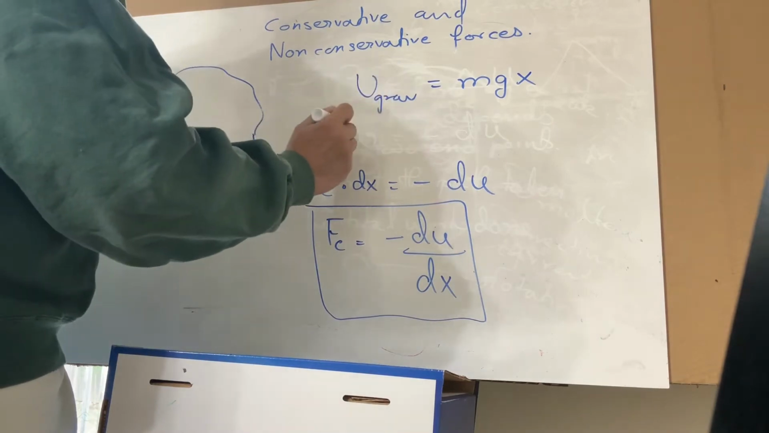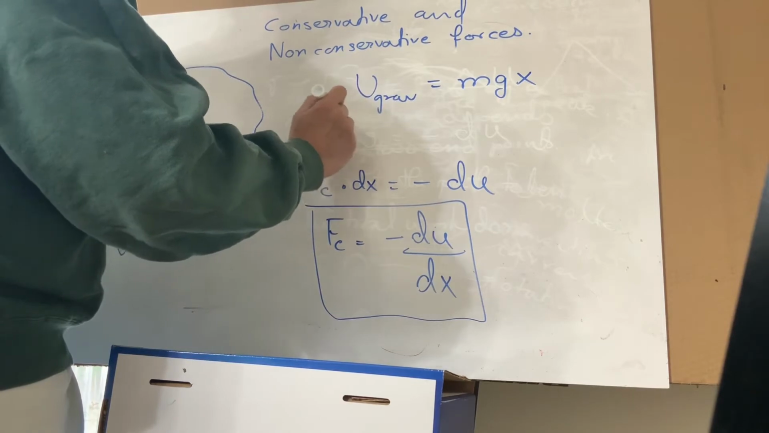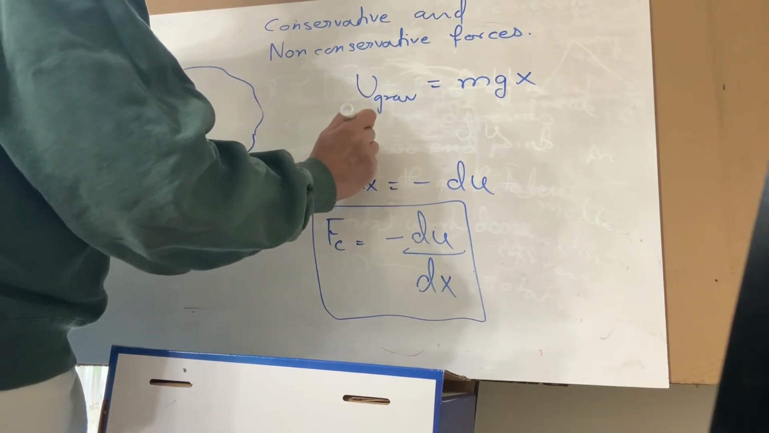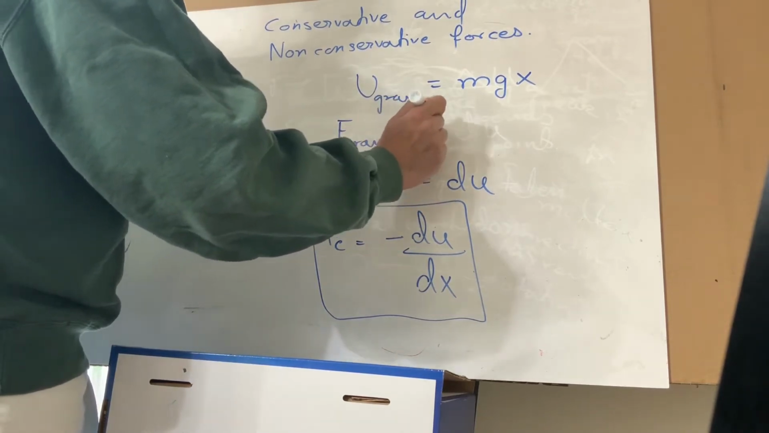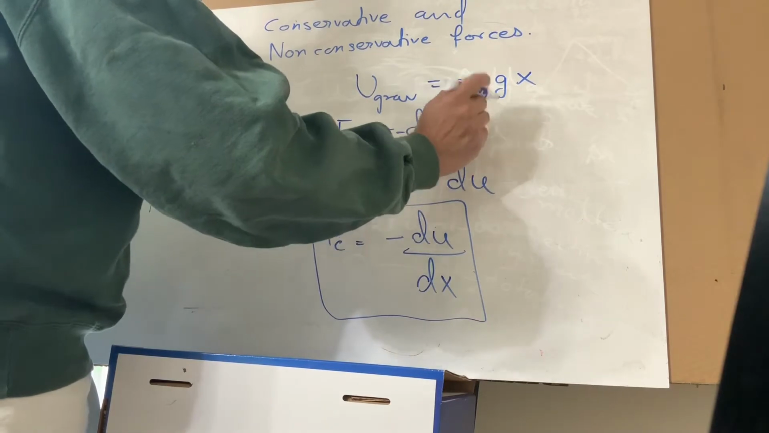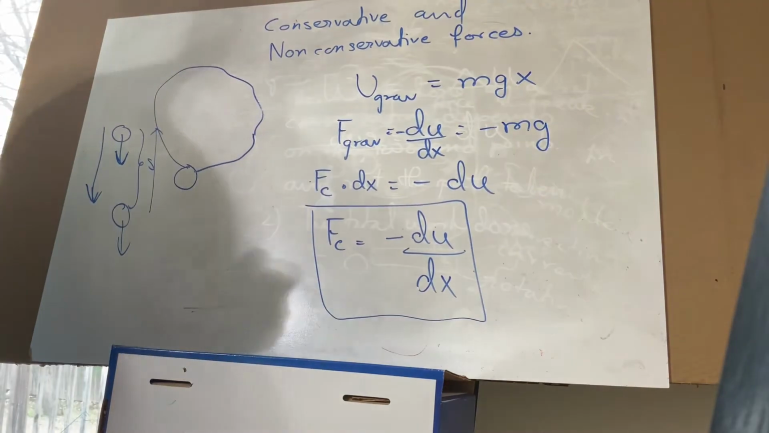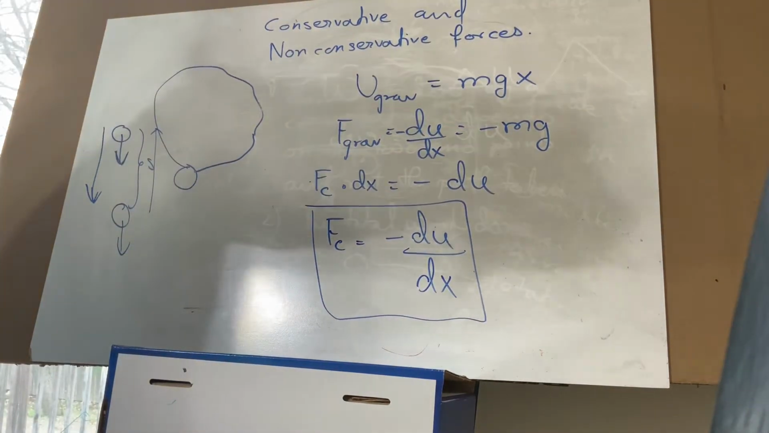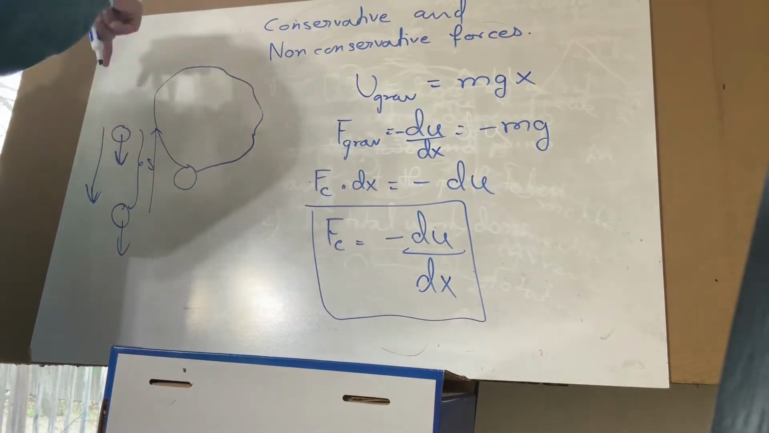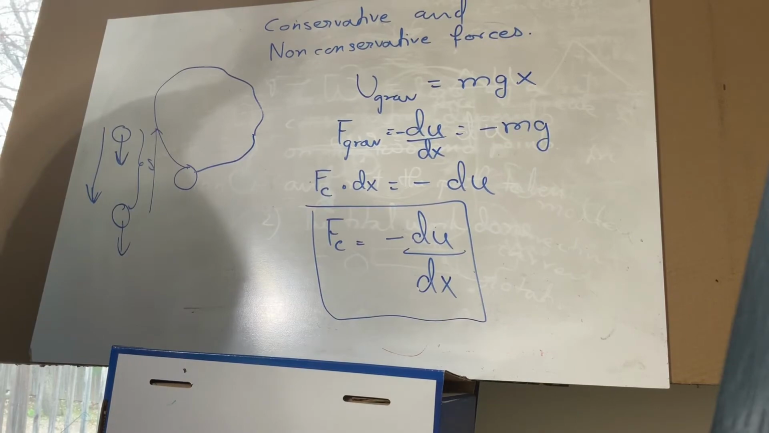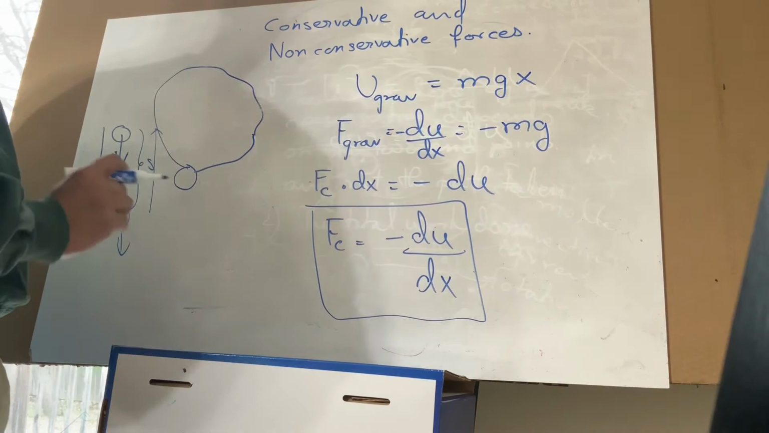So what is du by dx? If I take the derivative of this, I'll get the gravitational force, which is minus du by dx. If I take the negative derivative of that, I'll get minus mg. So the gravitational force is negative, which is what we have, right? The gravitational force is pointed downwards. So you can actually recover that gravitational force.